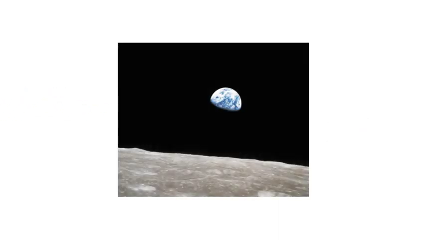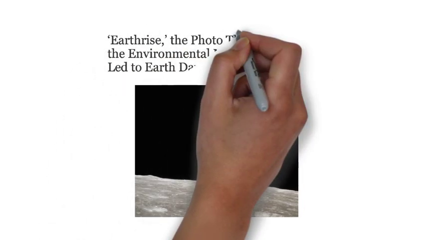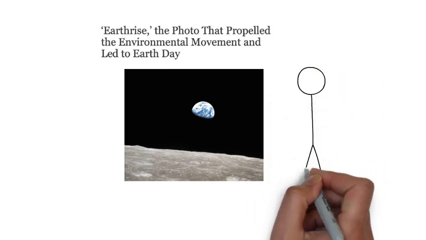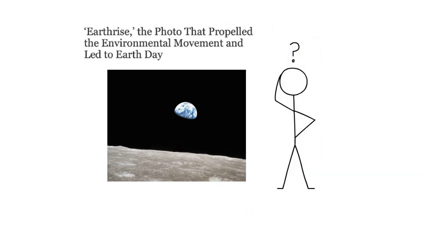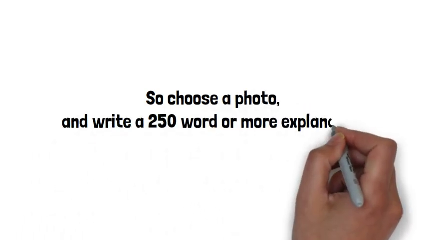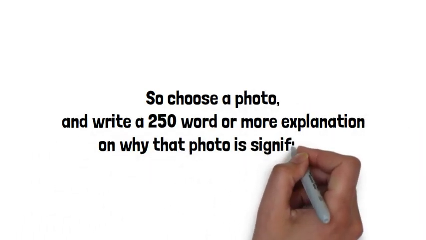The purpose of this activity is to develop your ideas on important issues and connect these ideas with broader societal themes. And one way to do this is by analyzing historical photos. So choose a photo and write a 250 word or more explanation on why that photo is significant.